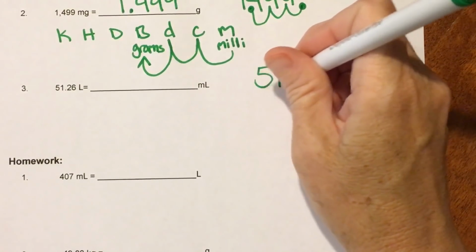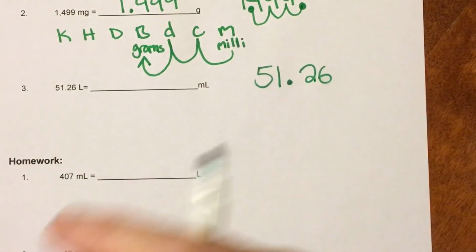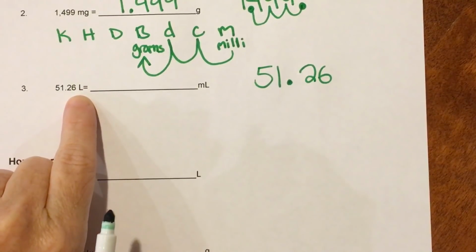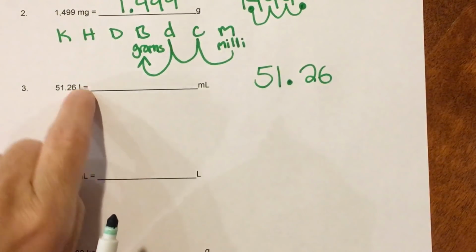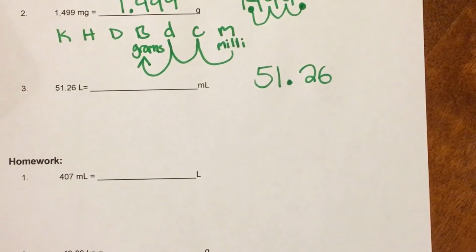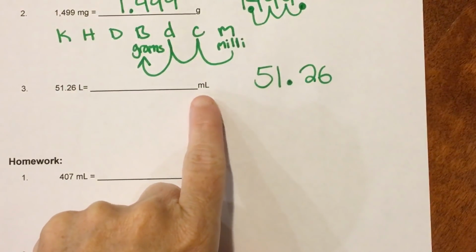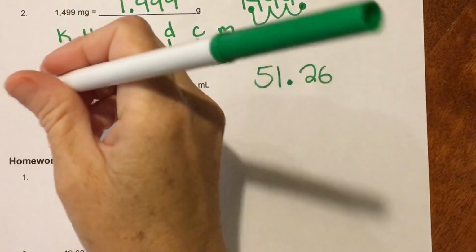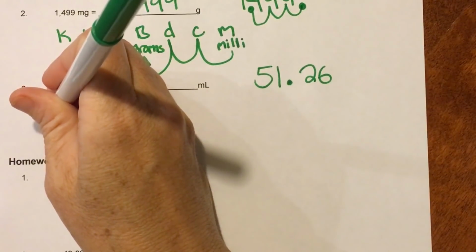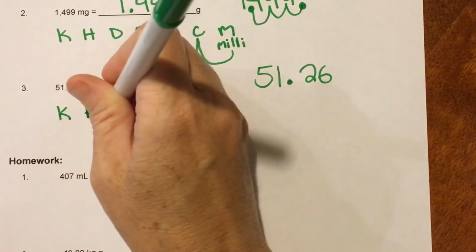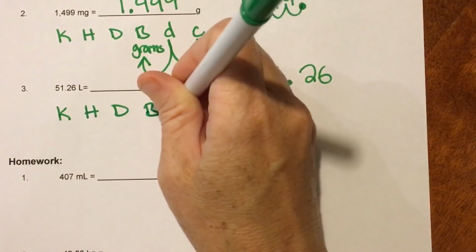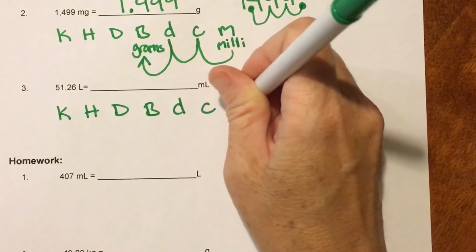This one has a decimal, so I don't need to add it. Okay, I see I'm dealing with L, which is liters. Liters is how they measure volume. You've probably got a liter of soda before, or a 2-liter bottle of soda. So it's how much soda is inside the bottle. And I'm dealing with milliliters. Okay, so we're gonna write our little mnemonic device to help us. King Henry died by drinking chocolate milk.